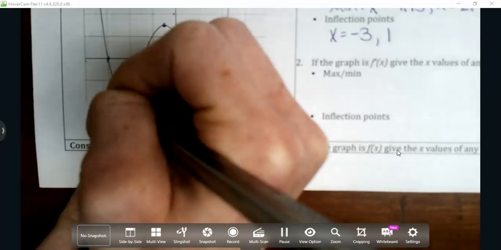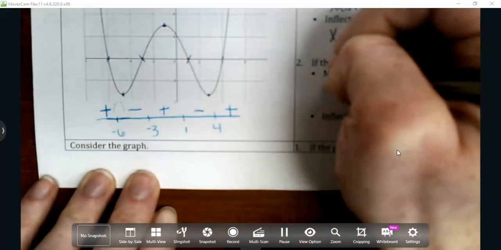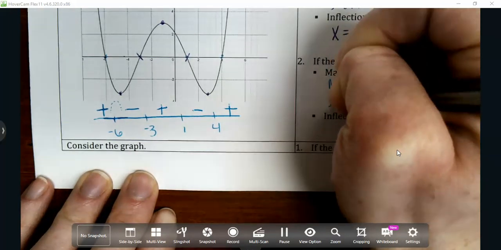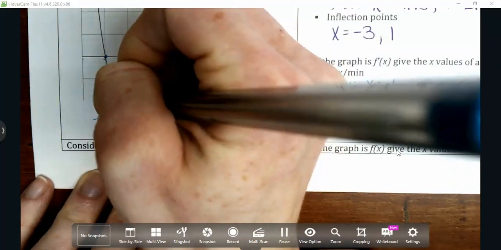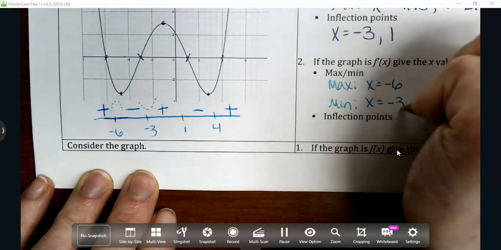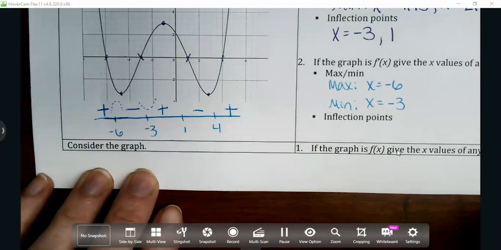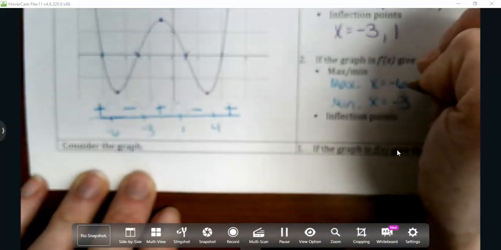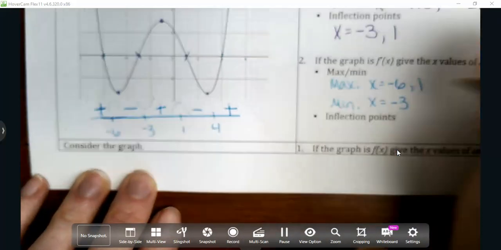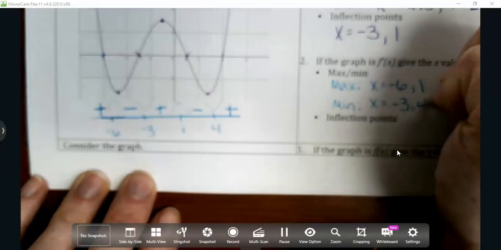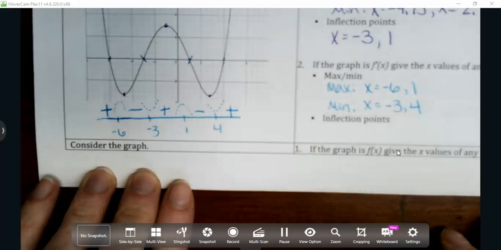So what's -6 going to be? A max. Okay, at -3 you go from decreasing to increasing. So that's a min. At 1, we have a max. And at 4, we have a min. Is everybody okay with that?